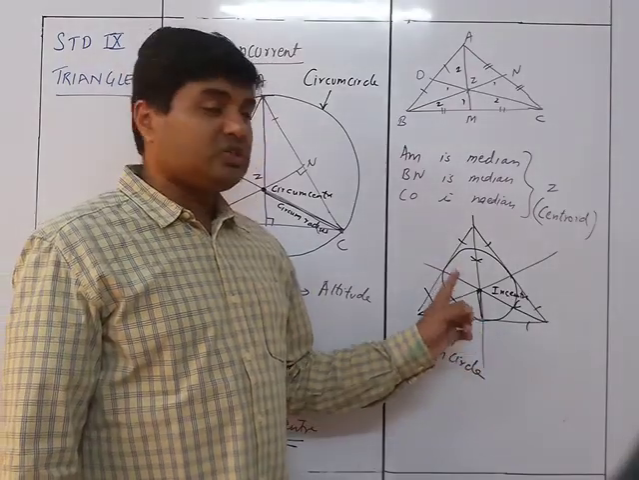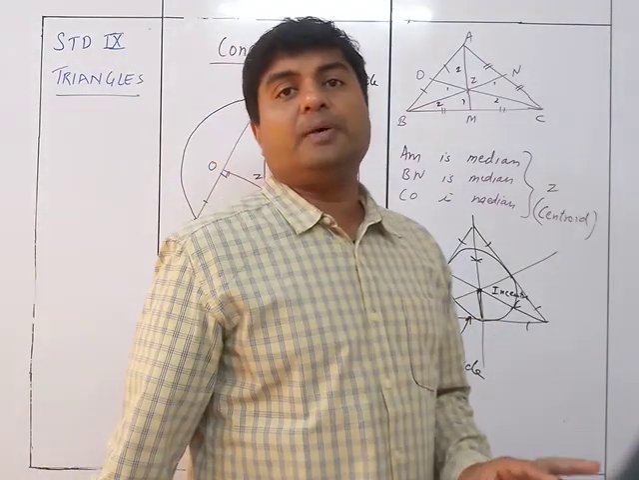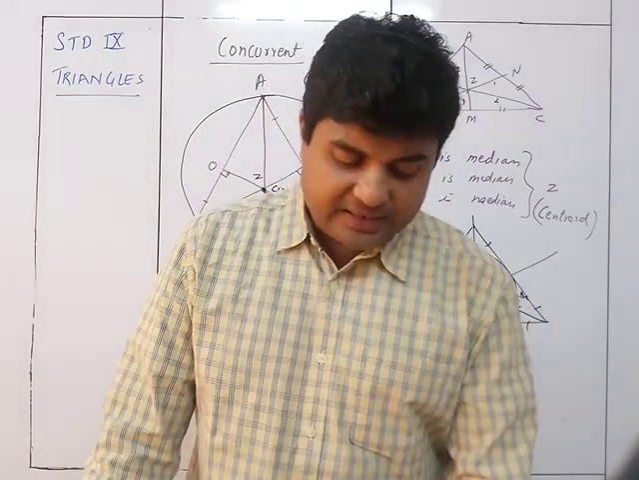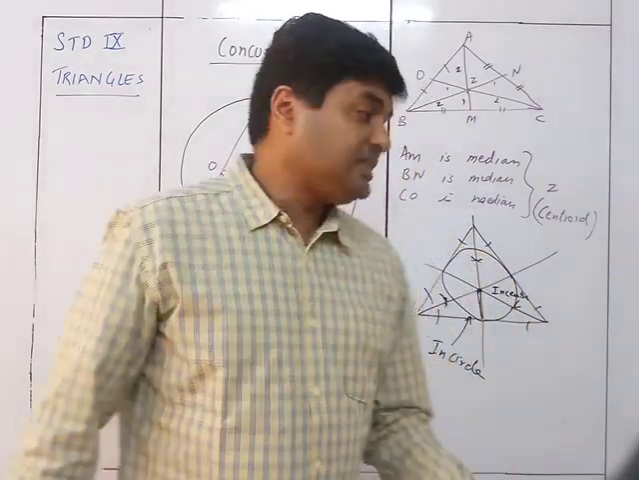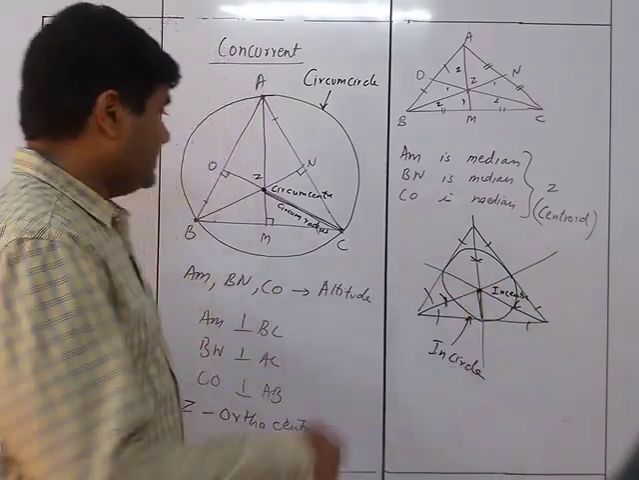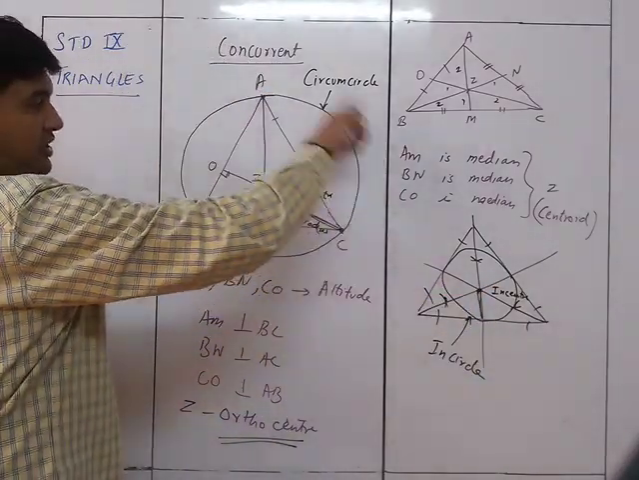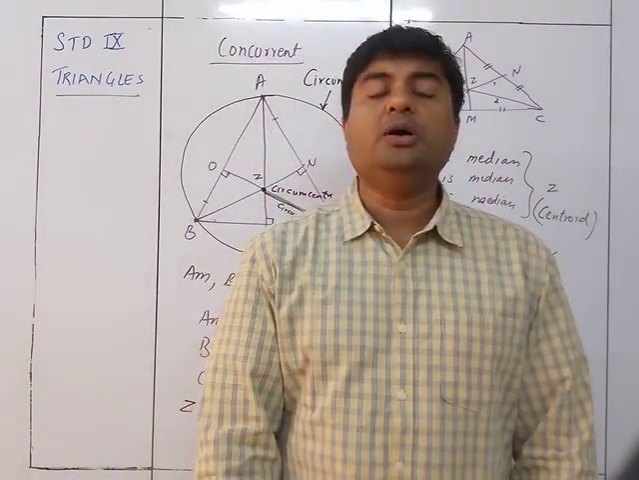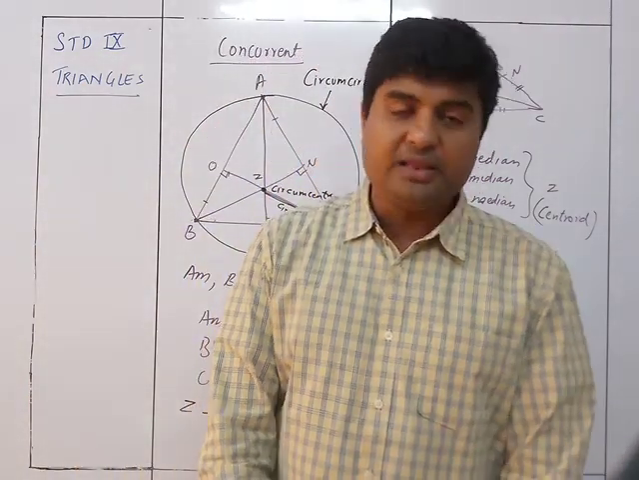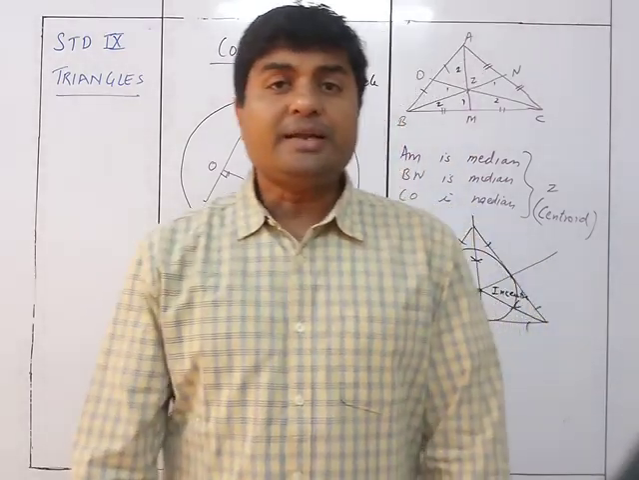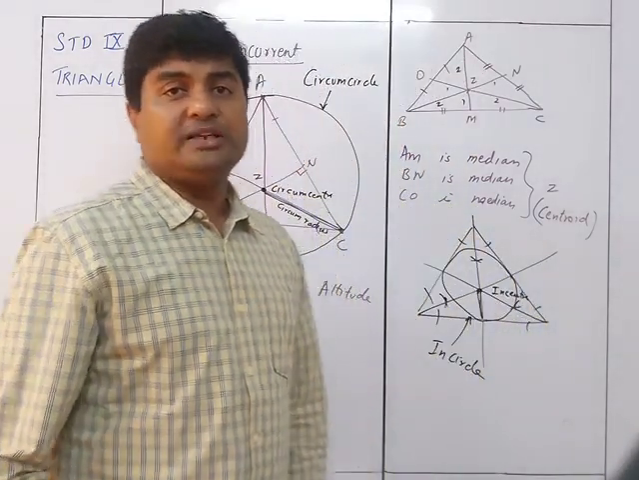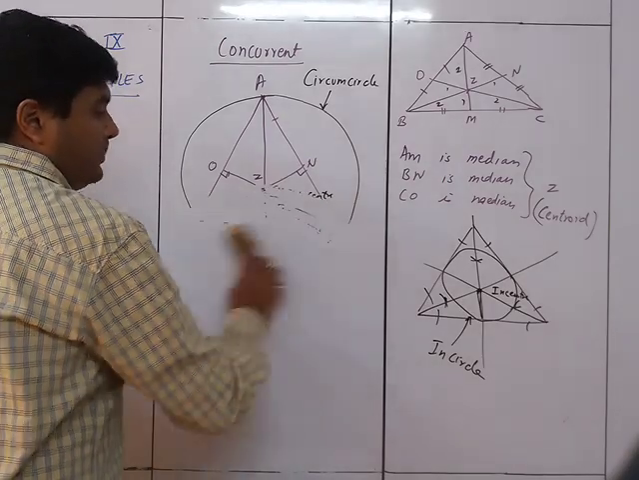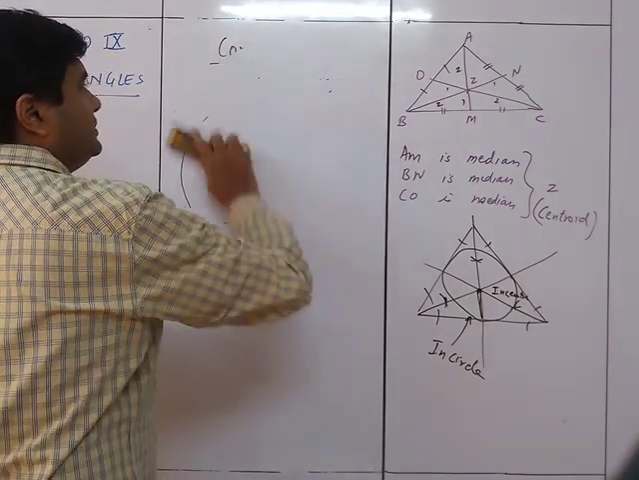So the circle which is touching the three sides from inside is called the incircle. So incenter, incircle, circumcenter, circumcircle. Okay, these are the two kinds of circles which can be drawn to a triangle such that it is either touching the vertices or touching the sides. Now we see some important properties about the triangle.